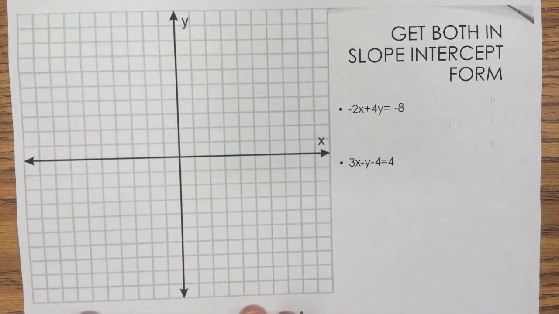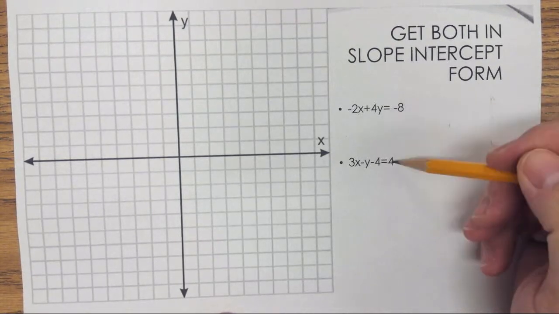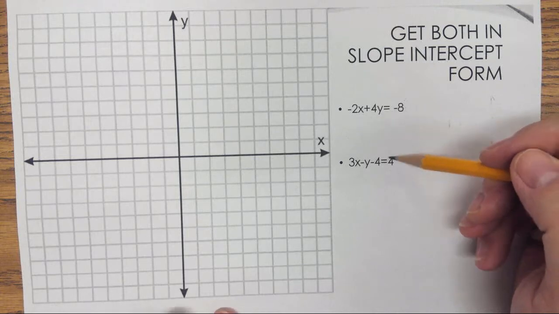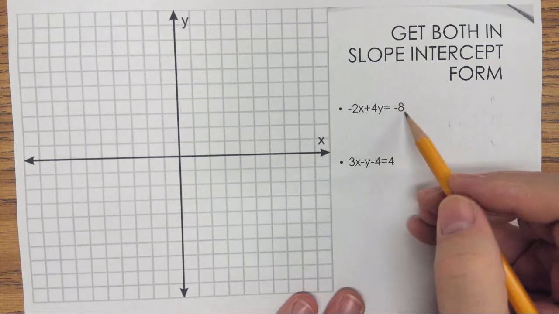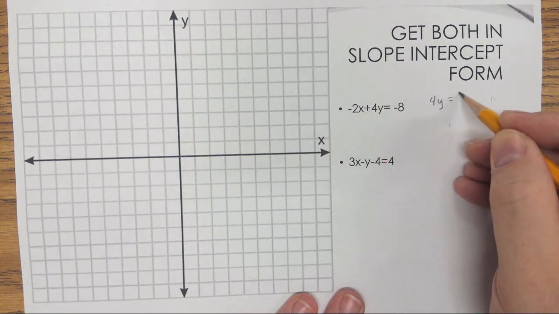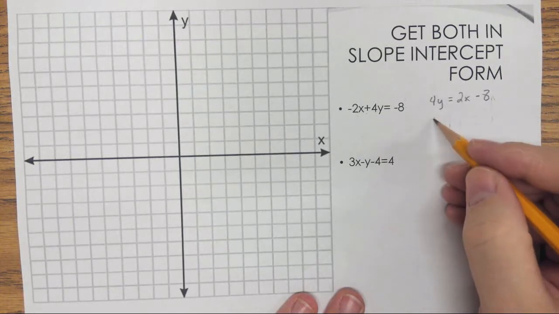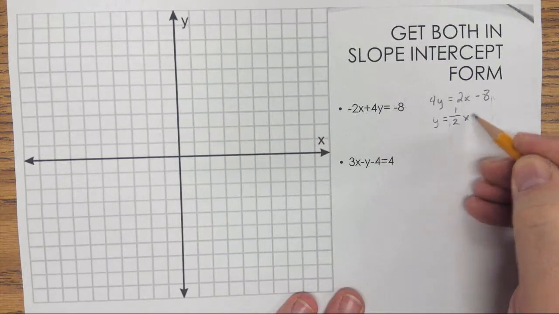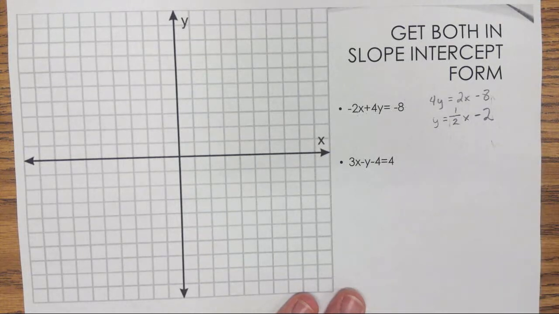Okay, here's another one. Remember, looking at these two, you can see that these are in standard form, right? Standard form. So let's get these into slope-intercept form. So I'm going to add 2x to both sides. I've got 4y equals 2x minus 8. Divide by 4. I get y equals 2 over 4 is 1/2 x. 8 over 4 is 2, so minus 2.